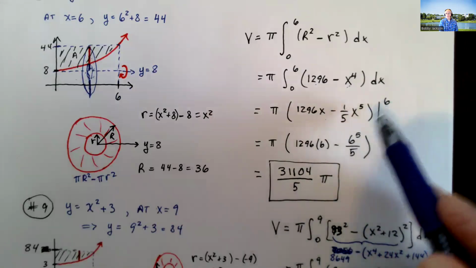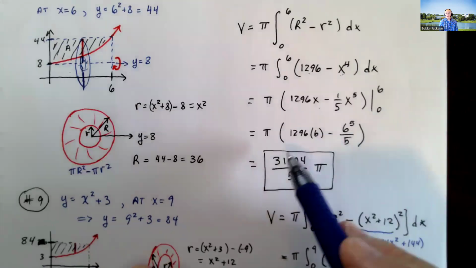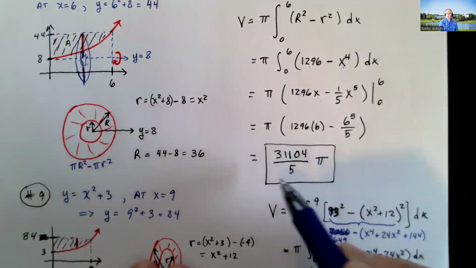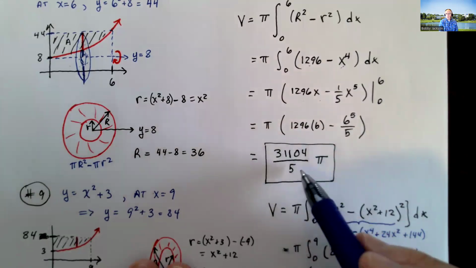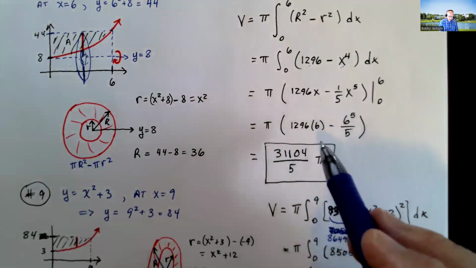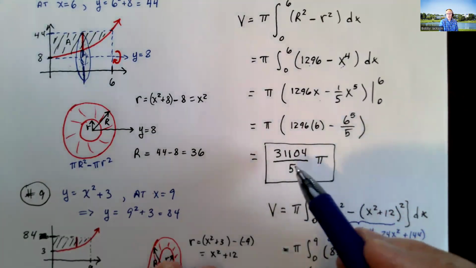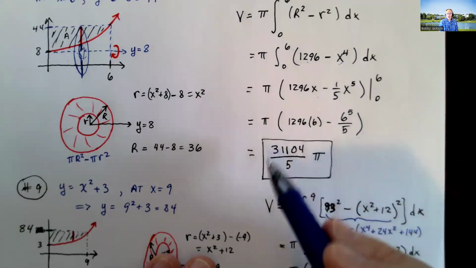Evaluated at the upper limit of 6. Of course, at the lower limit of 0, it turns out to be equal to 0. And then I can convert that to a fraction. They do want the exact value, so you have to do a little bit of work on that to get that to work out. There is the result for the volume.